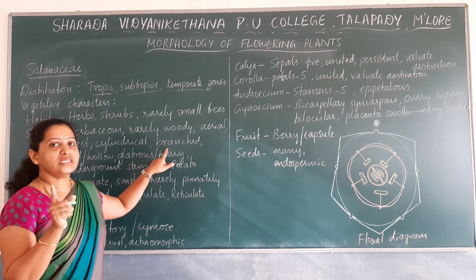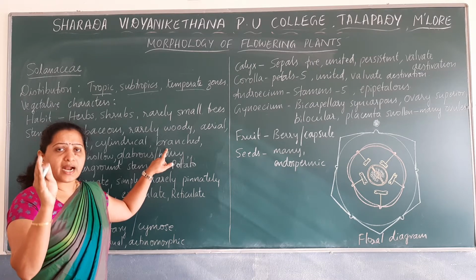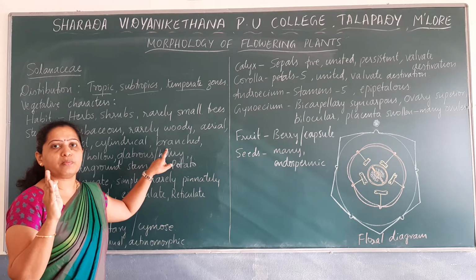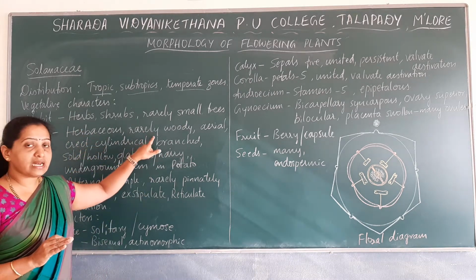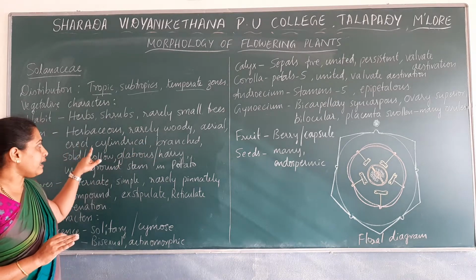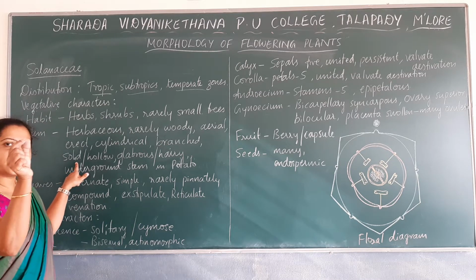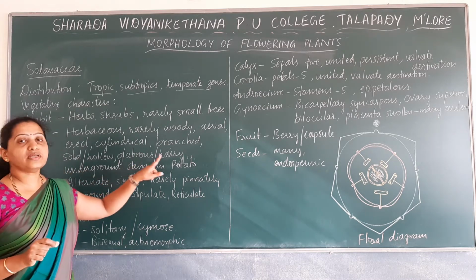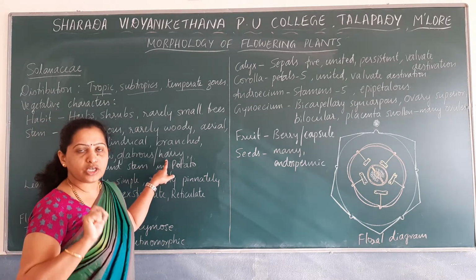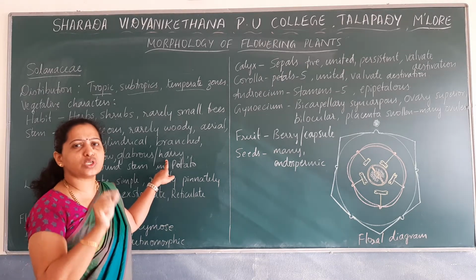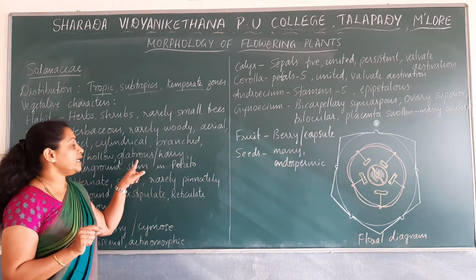The stem is branched. Just imagine or recall the plant that you might have seen: chili plant, tomato plant or brinjal plant. They have a herbaceous stem, rarely woody. Aerial, erect, cylindrical, branched stem. And usually the stem may be solid or hollow, glabrous or hairy. For example, if you see the stem of the tomato plant or the brinjal plant, it usually has small hair-like projections. So the stem may be hairy or it may be glabrous.